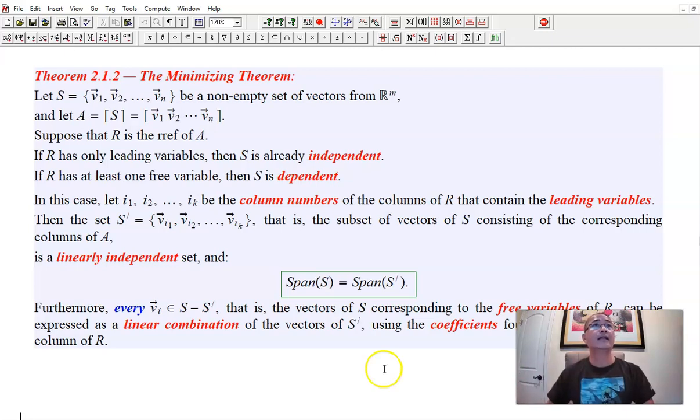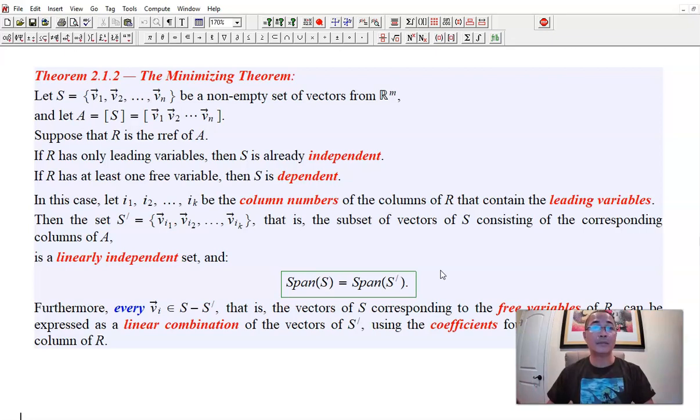So we can formalize that idea in what we call the minimizing theorem. Suppose that S, v1 through vn, is a non-empty set of vectors from Rm. We form the matrix A, which is called the matrix of S, where we put the vectors v1 through vn into the columns of the matrix of S. And then we get the rref. Suppose that R is the rref of A. If R only has leading variables, then we have only the trivial solution, so therefore S is already linearly independent.